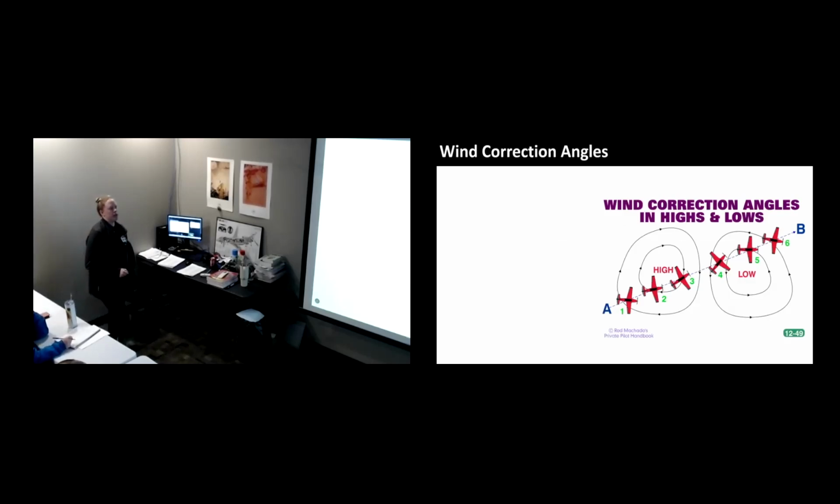Wind correction angles in highs and lows. This is what your wind correction angle would look like. Not that you're ever consciously thinking, okay, I'm flying over a high pressure system, I must wind correct a little bit in this direction. You never think that way, okay? I promise you.